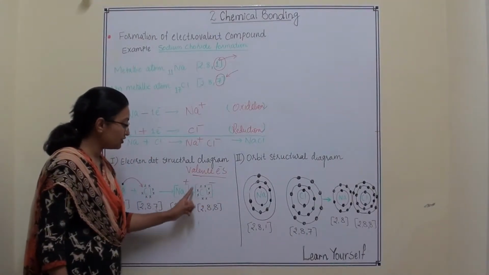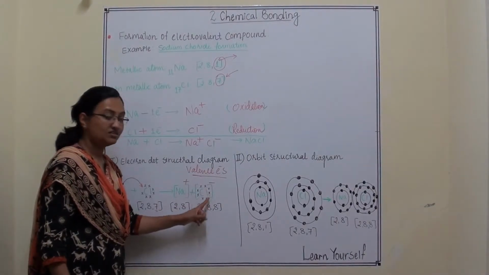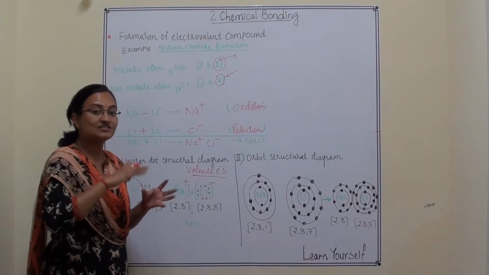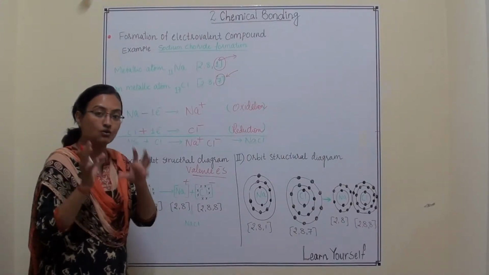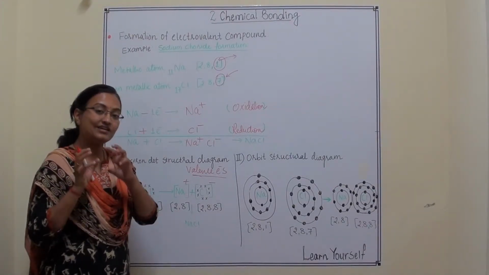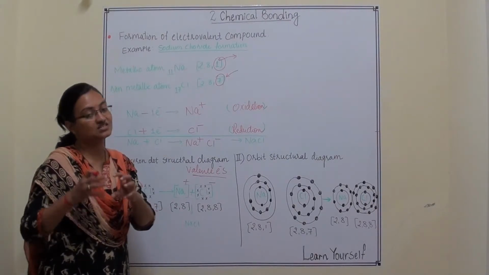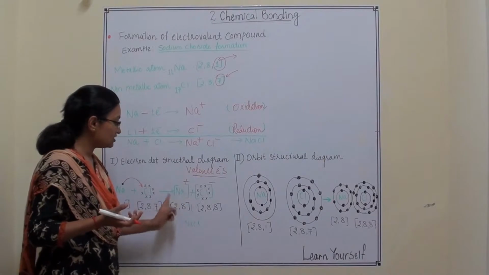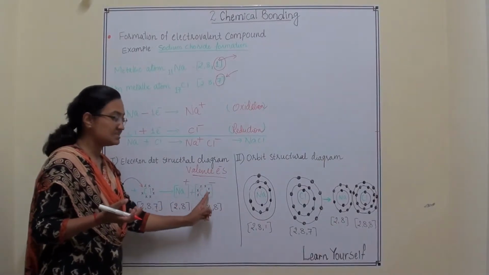Now if you have noticed, all I have written is cross, because once Na will transfer its electron, that electron will go to the outermost shell of the Cl and it will behave as if it's Cl's electron. It is no more sodium's electron. So this is Na+ and this is Cl-.